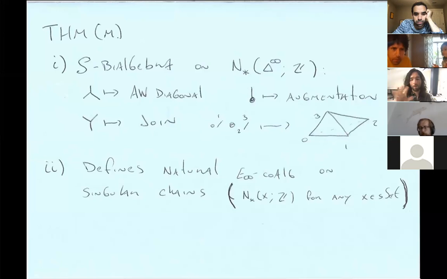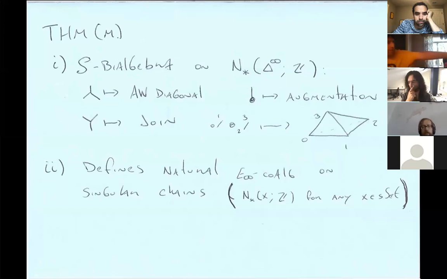Now, once we prove that this bialgebra is there for the fundamental example of a simplicial set, then we can use a Kan extension argument to define a natural E-infinity coalgebra structure on singular chains, or as I said, on the normalized chains of any simplicial set.